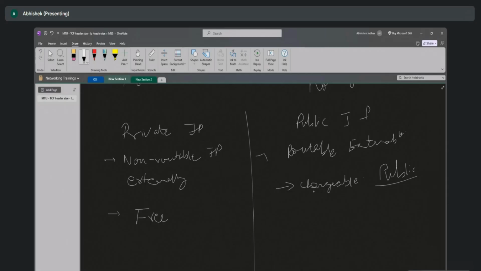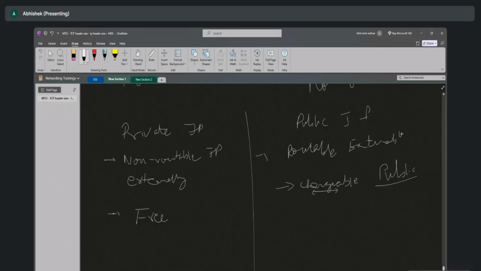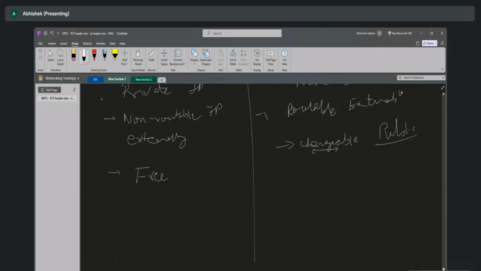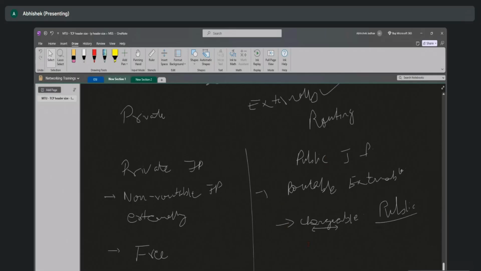So you're paying that. So that is why it is called a chargeable public IP, right? So that's the basic difference. Now, how do you differentiate what is a private IP and what is a public IP? The simplest thing is you must remember what the private IPs are. If you remember this, you need not learn about public IPs and their range.